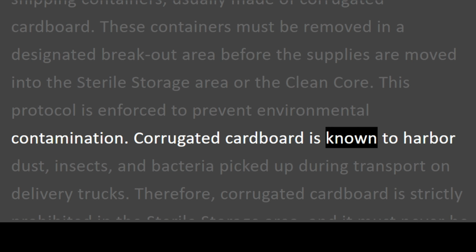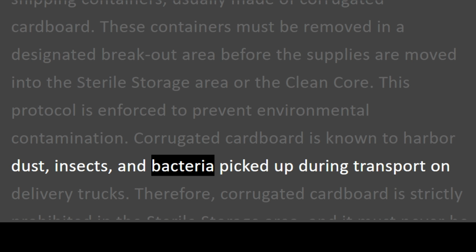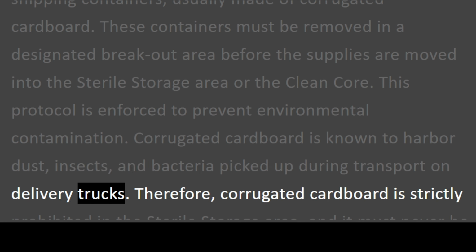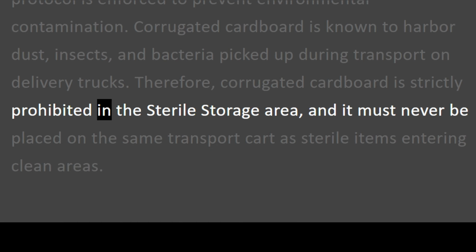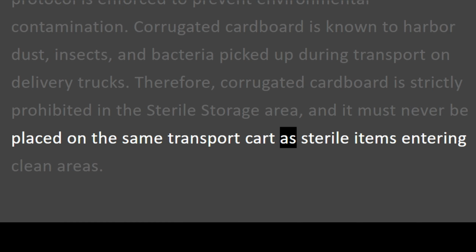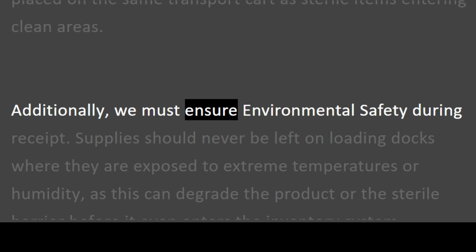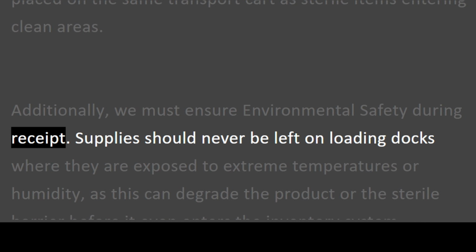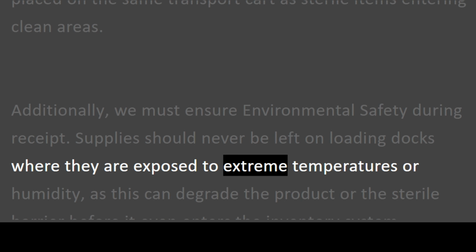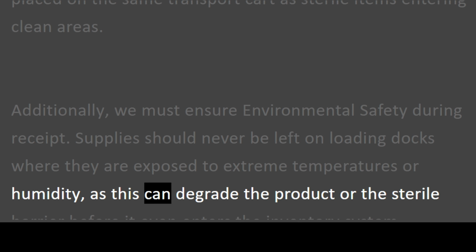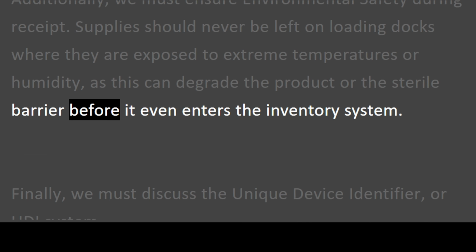Corrugated cardboard is known to harbor dust, insects, and bacteria picked up during transport on delivery trucks. Therefore, corrugated cardboard is strictly prohibited in the sterile storage area, and it must never be placed on the same transport cart as sterile items entering clean areas. Additionally, we must ensure environmental safety during receipt. Supplies should never be left on loading docks where they are exposed to extreme temperatures or humidity, as this can degrade the product or the sterile barrier before it even enters the inventory system.